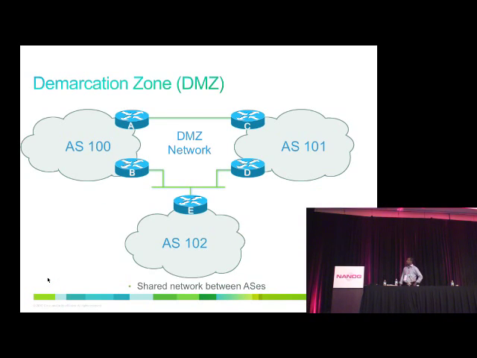Another term that you need to be familiar with is DMZ. In the BGP context, it means the shared network between different autonomous systems. So in this case, the link between A and C is a DMZ, or the broadcast network between B, D, and E is also a DMZ. And there are 3 autonomous systems.